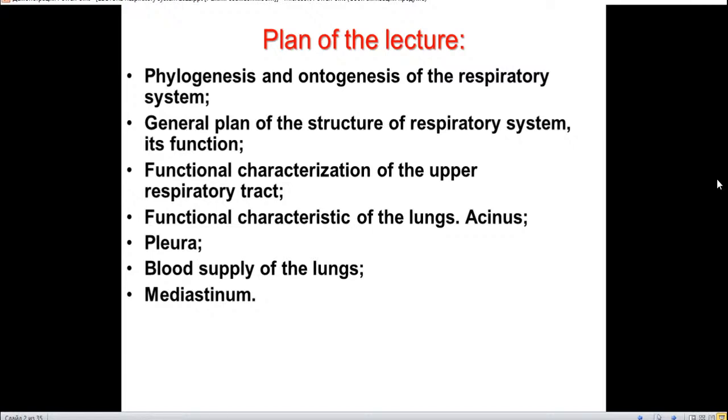Plan of the lecture. First of all, we will talk about phylogenesis and ontogenesis of the respiratory system. Then the general plan of structure of the respiratory system, functional characterization of the upper respiratory tract, of the lungs, of the acinus. Then we will talk a few words about pleura and mediastinum.